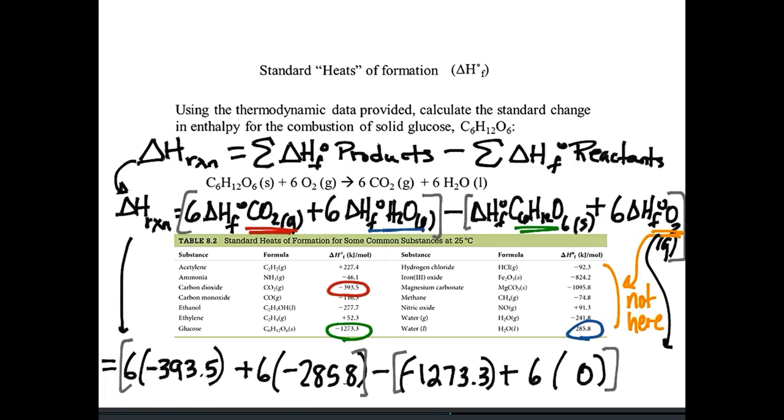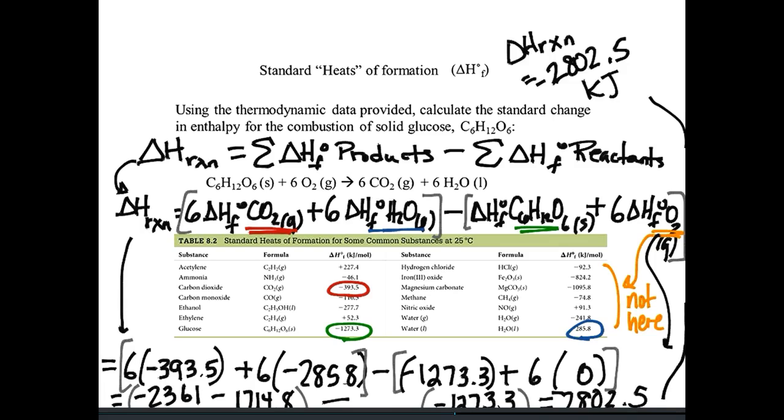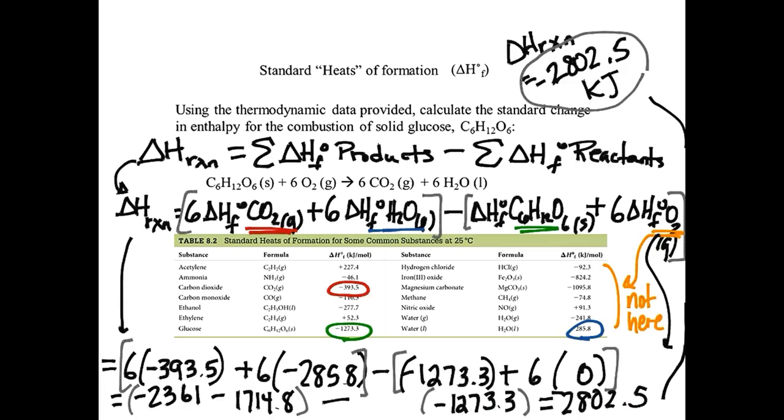So now when you add all this up, you get negative 2361 minus 1714.8 minus a negative 1273, which means you're adding 1273. So at the end of the day, what you get is negative 2,802.5 kilojoules. It looks like it's accurate to the 10th place because you're just adding some numbers up and all of these other numbers are accurate to the 10th place.